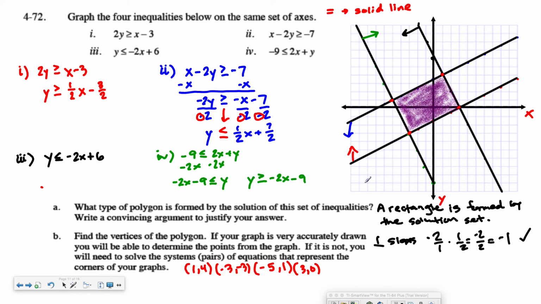If you have questions about this, or if you didn't get the same thing, maybe you want to check your inequalities or graph the equations on the calculator. I'll show you how to graph inequalities on the calculator sometime real soon, but this is the shape that you should get when you graph these 4 inequalities, and this is the overlap of all the shading. This is problem 4-72.